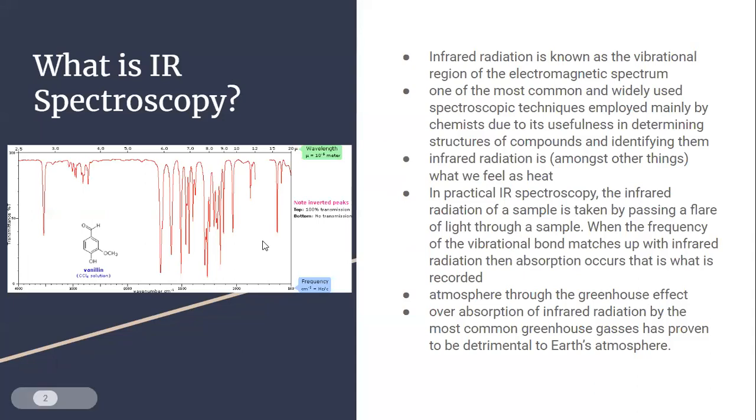So, what is IR spectroscopy? IR spectroscopy refers to the infrared radiation part of the electromagnetic spectrum, basically the vibrational region of it. Infrared radiation is essential to Earth's atmosphere. Earth's atmosphere absorbs the infrared radiation emitted by the sun and re-emits it as long wave radiation, and what we feel is heat. So basically, infrared radiation is what we feel as heat.